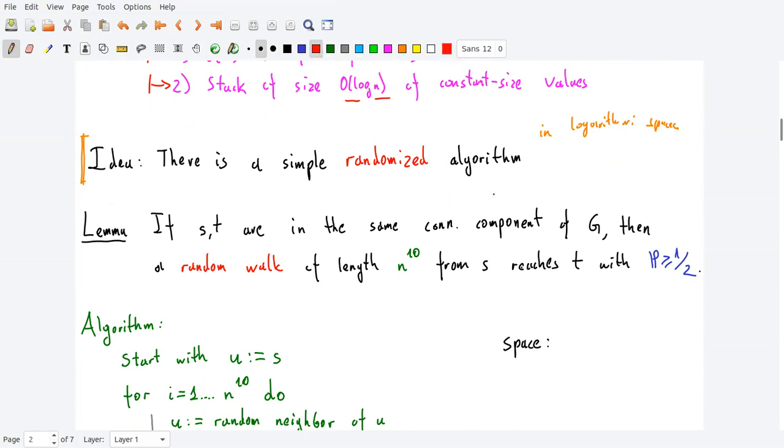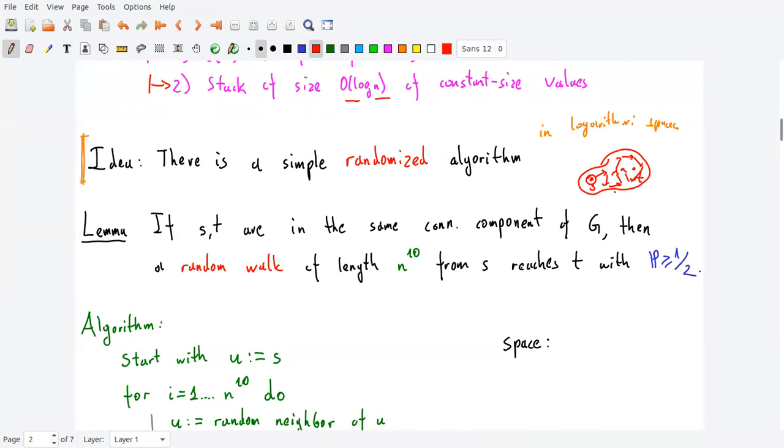Randomly walking on a graph is a good algorithm. Namely, if you have a graph and S and T are in the same connected component, then if you start in S and randomly walk in this graph, always picking a neighbor uniformly at random and going to it, and you walk for long enough, say n to the 10 steps, where n is the number of vertices of your graph, then with high probability we eventually reach T during this walk.